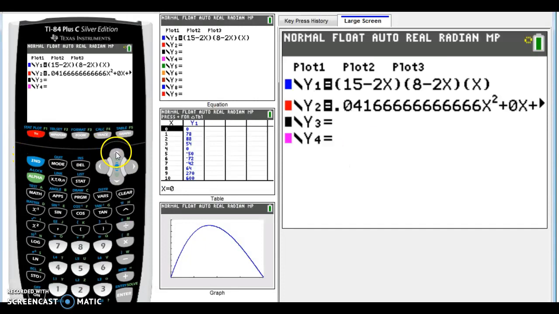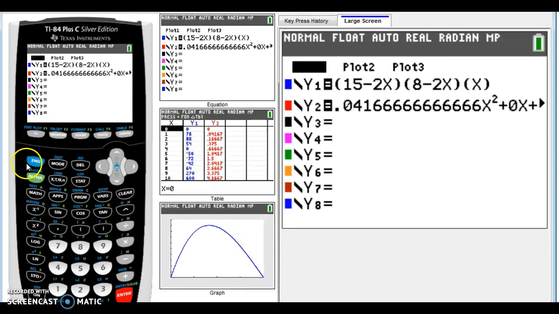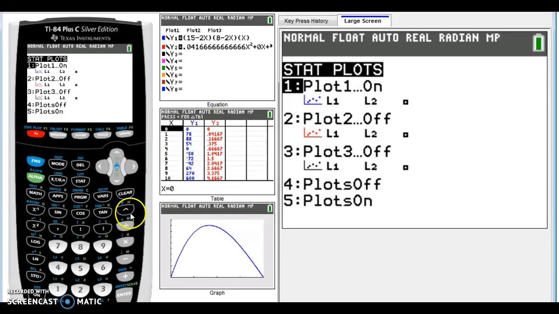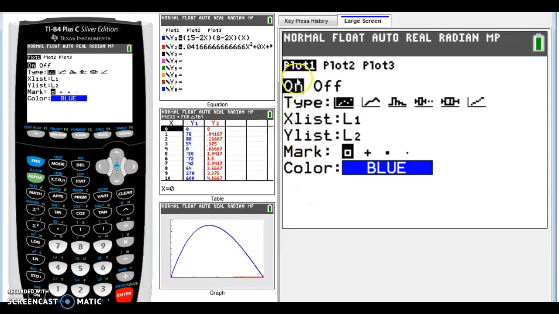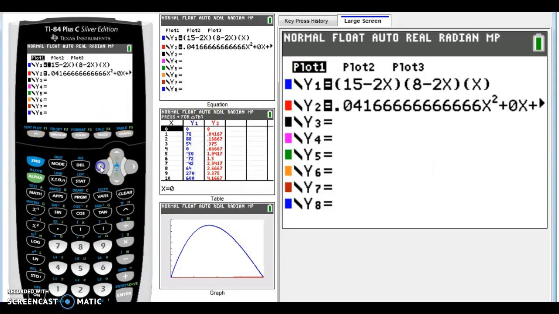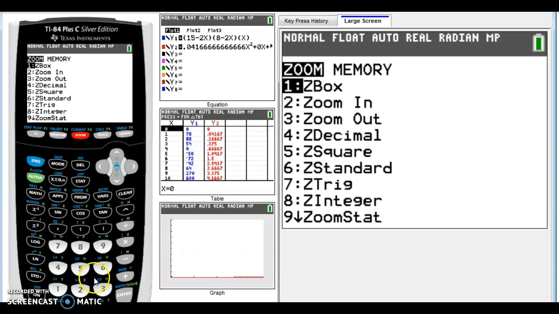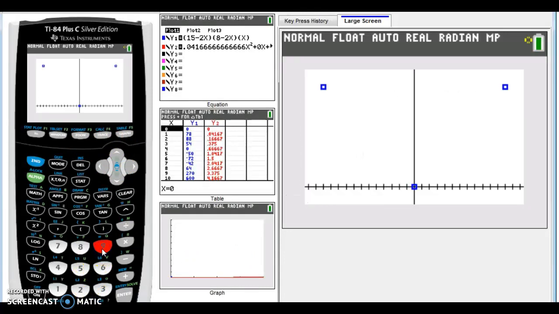When I go to my y equals, I need to turn my plot on so that the points show up. Normally we go to stat plot and turn it on, but you can just turn plot 1 on as long as your list 1, list 2, and everything are correct. I'm going to turn off the first equation because that was from the first problem. Then remember, when you're doing a statistics problem, you want to choose the zoom stat option for your window. And there's our points, and here's our parabola.